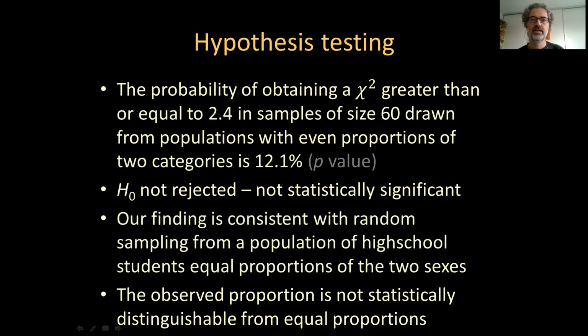In other words, the observed proportion is not statistically distinguishable from equal proportions. It's important to remember that sample size always matters. So the evidence for a given proportion has different weight depending on the size of the sample.